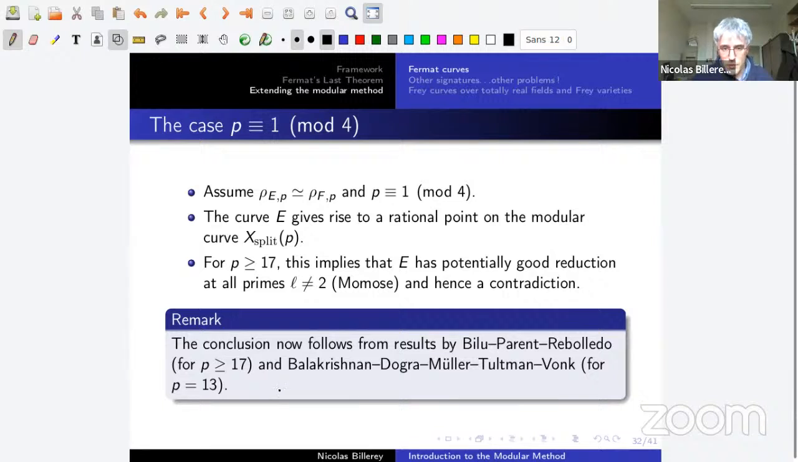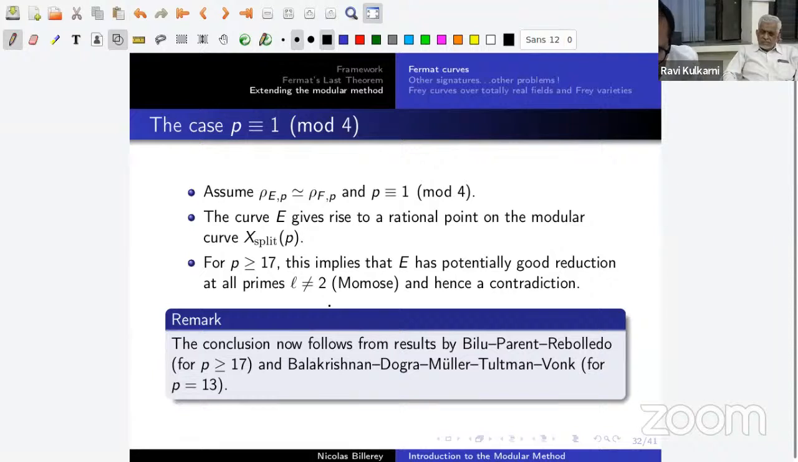And let me just point out here, as a small remark, that now we can use more recent results to deal with this argument, so we can use work of Bilu, Parent, Rebolledo, or Balakrishnan, Dogra, Müller, Tuitman, and Vonk, to somehow simplify this part of the argument. Anyway, when is this result? They're saying that.